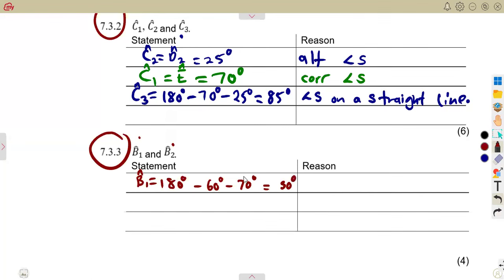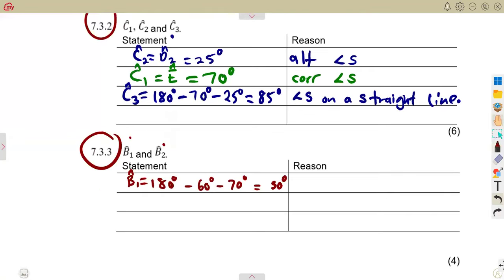Let's write the reason. There we consider angles in a triangle.